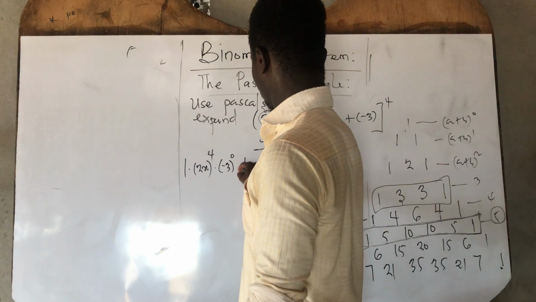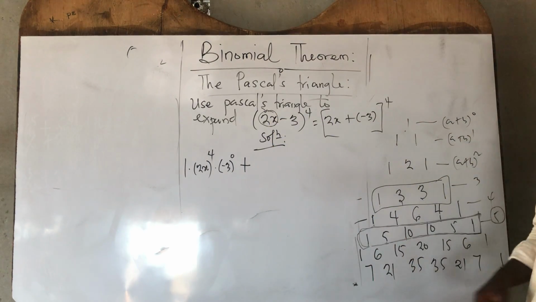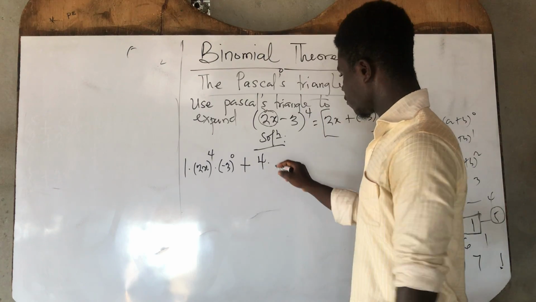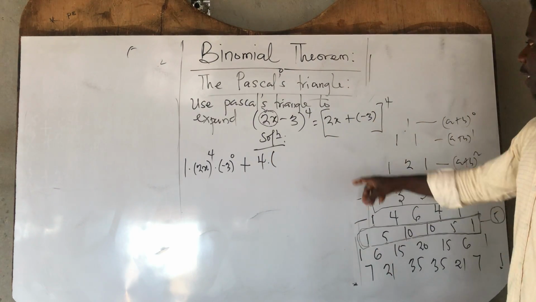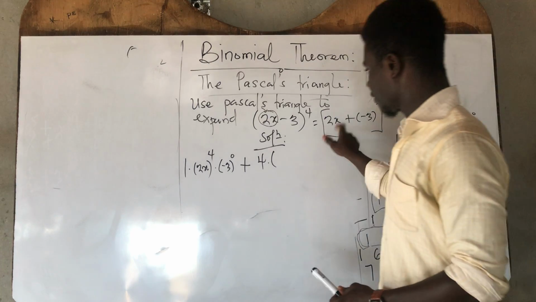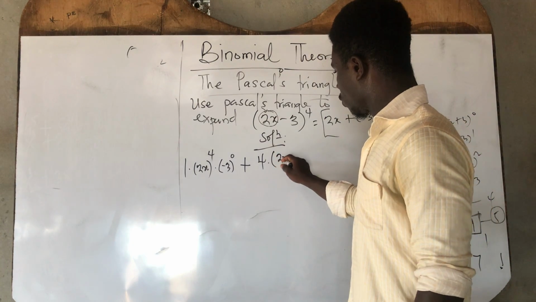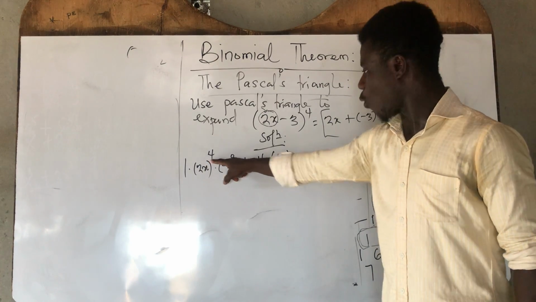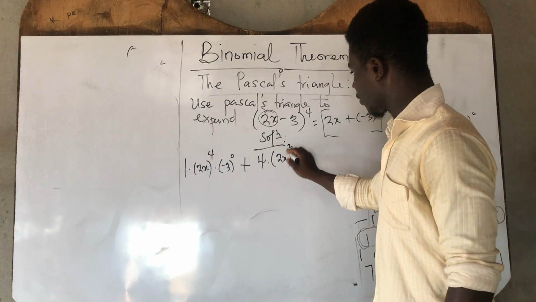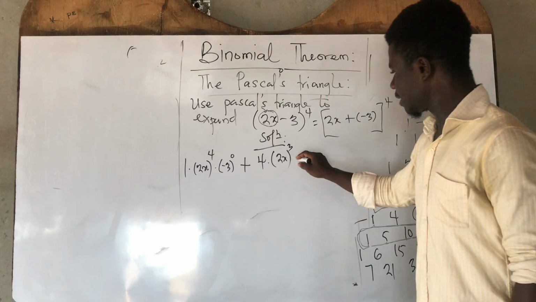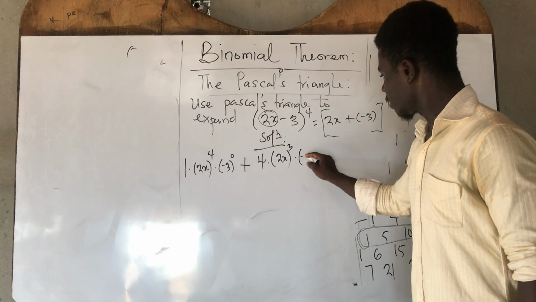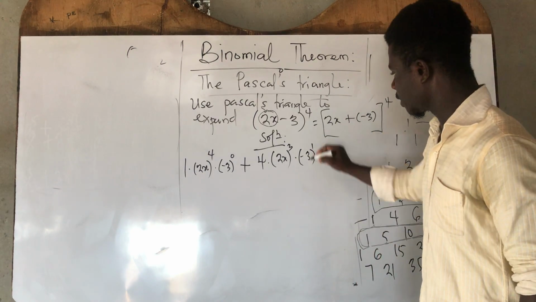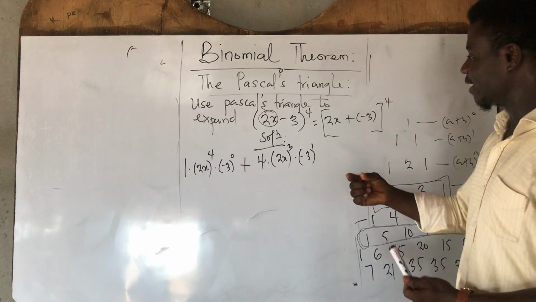Then plus. We have the next coefficient, which is 4. So 4 times the next term, the first term, which is 2x. Now 2x is decreasing. We started with 4, so the next one will be 3. It will decrease to 3. Then times minus 3. It started from 0, the smallest power, so it will move to 1, because it's increasing.